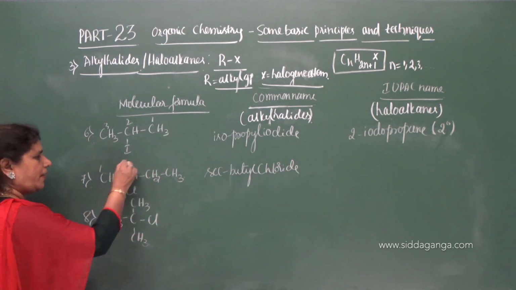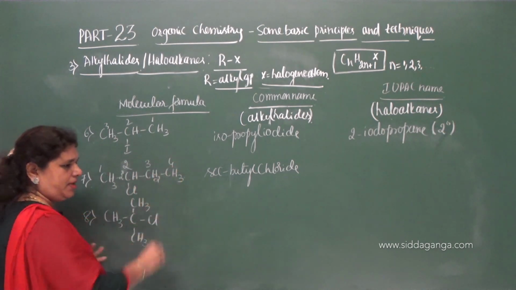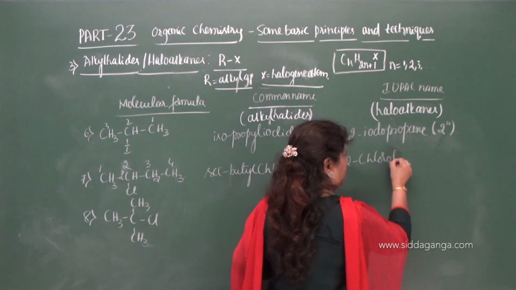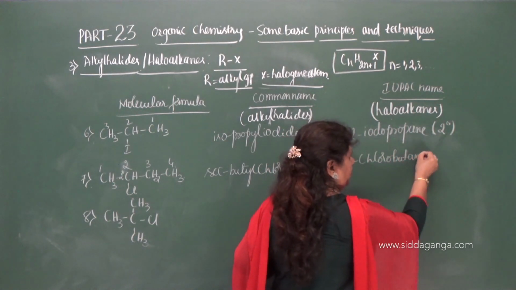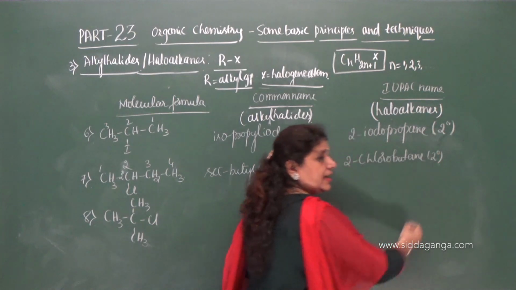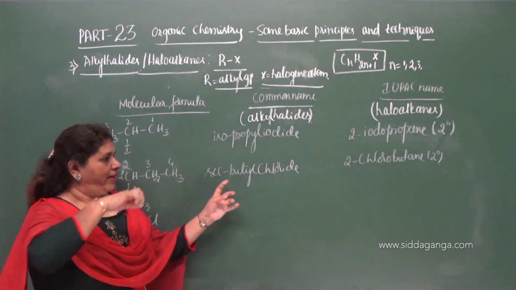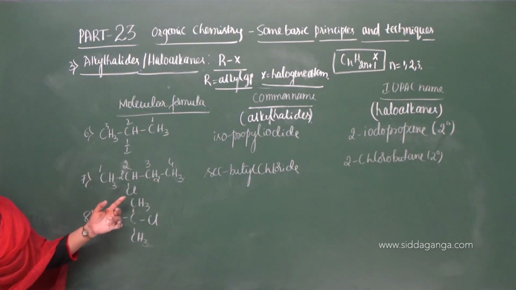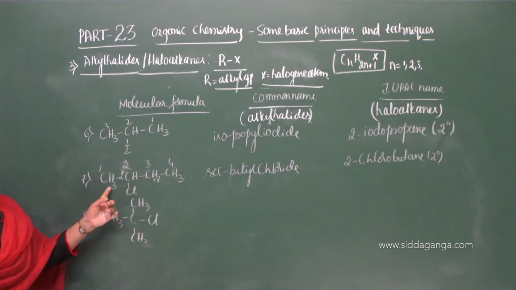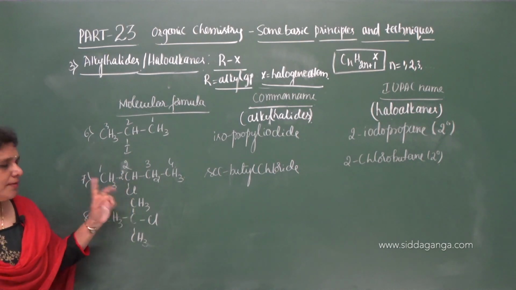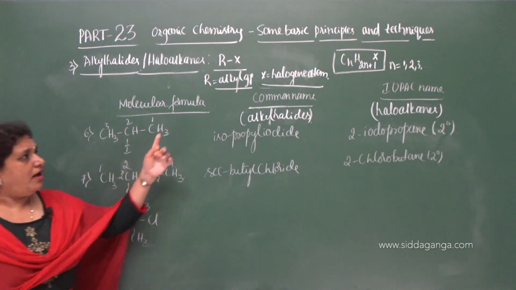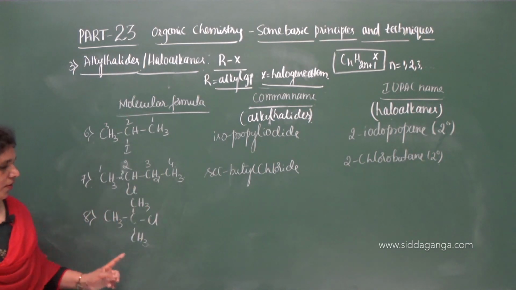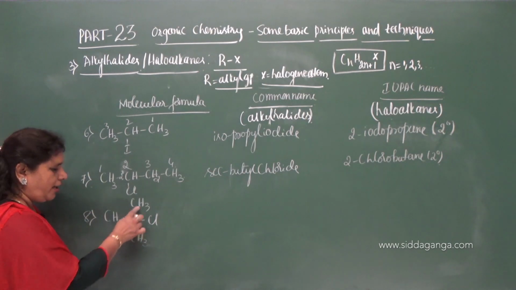And what about the IUPAC name? The IUPAC name is 2-chlorobutane. 2-chlorobutane is a secondary haloalkane. The common name secondary butyl chloride itself indicates that the chlorine atom is at the secondary carbon, and at the secondary carbon we have a vacant bond in the alkyl group, and hence the name is secondary butyl chloride. Now what about this alkyl group?